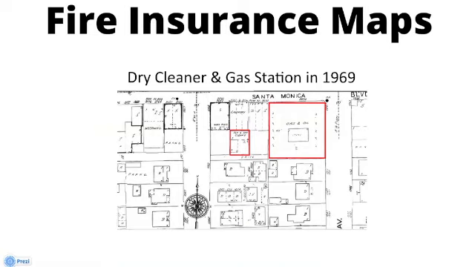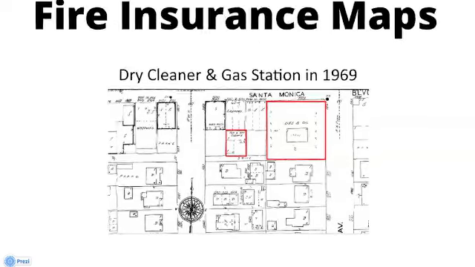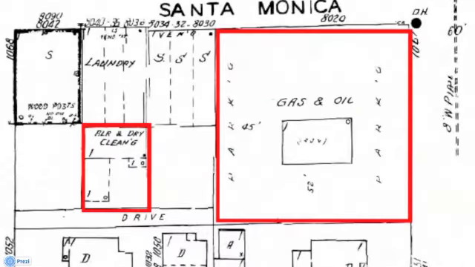Fire insurance maps can often be found dating back to 1867. They show structures on the property and the type of industry that operated at the property. This example shows us a dry cleaner in the red box on the left and a gas station labeled as gas and oil in the red box on the right. Depending on where your subject property is located, the topography of the land, how long each of those businesses were at the property, and a few other pieces of information, this may or may not be a concern for our property.